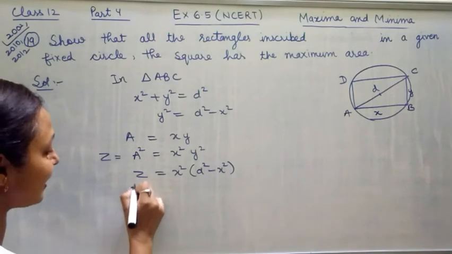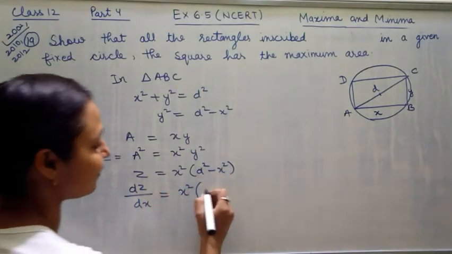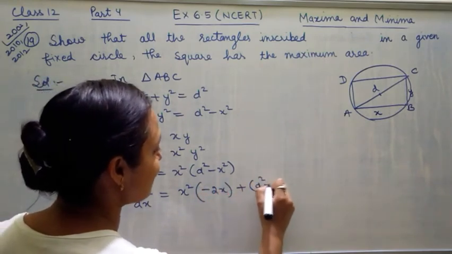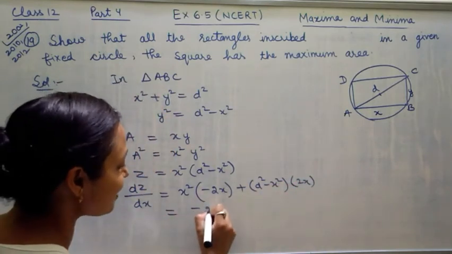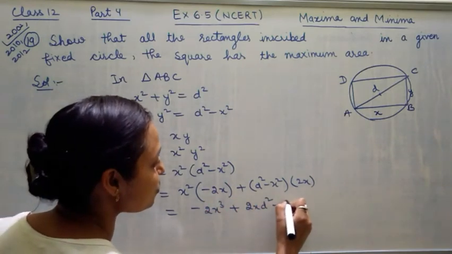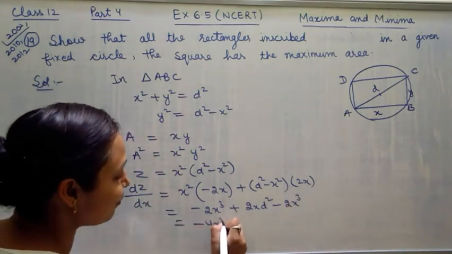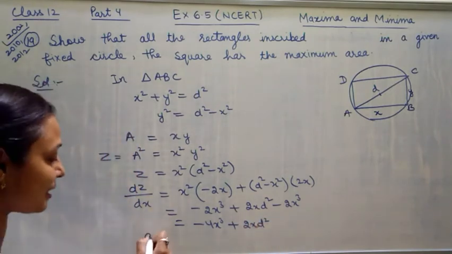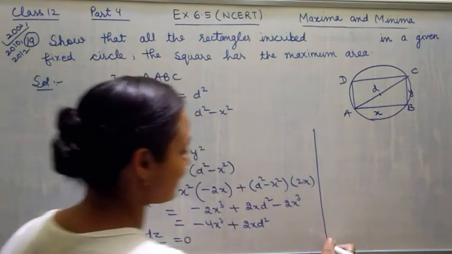Okay, so take the derivative dz upon dx. Derivative of x square is 2x, times d square minus x square as it is, plus x square as it is times the derivative of this, which is minus 2x. So minus 2x cube plus 2x d square minus 2x cube. Right? 2 and 2 is 4, so minus 4x cube plus 2x d square. Now the next step is I will equate dz upon dx equal to 0.